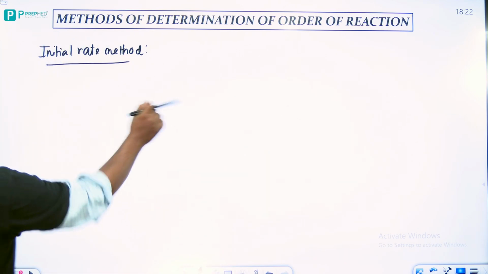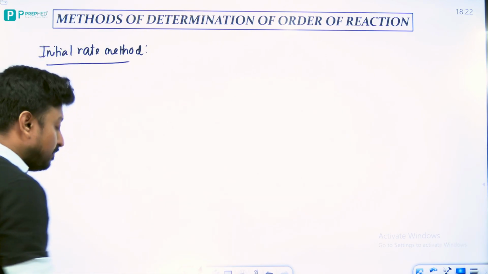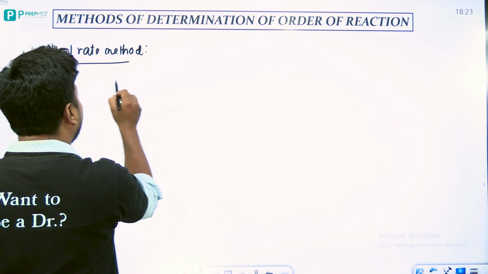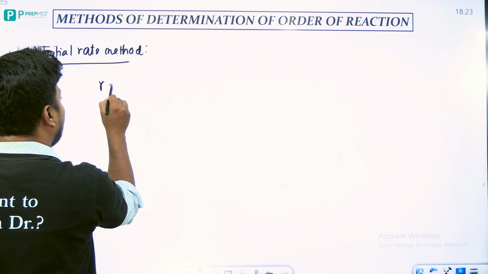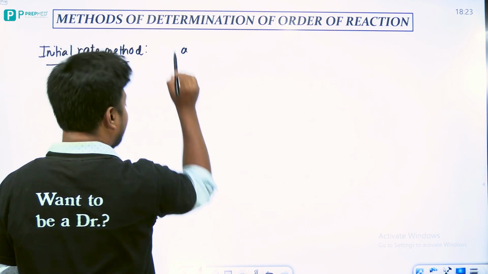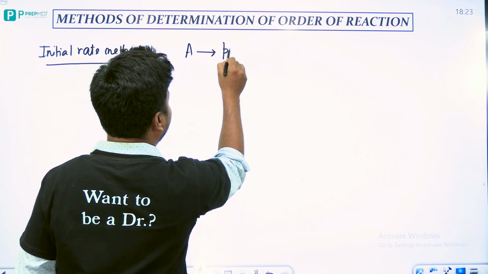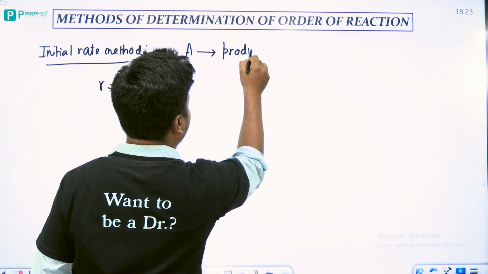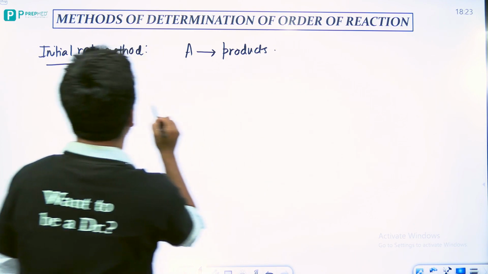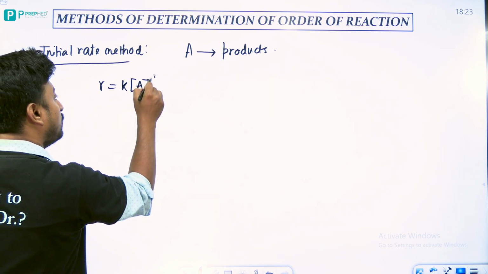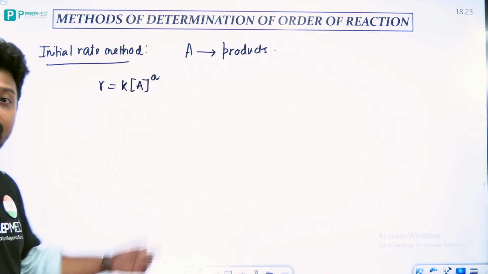Let's see here. So when we say initial rate method, definitely we will talk about the initial rate. Now what is the rate equation? If I go by the rate law for any reaction, let's say A goes to products, what I can say is rate is equal to rate constant into A to the power a. Correct? This is your rate.